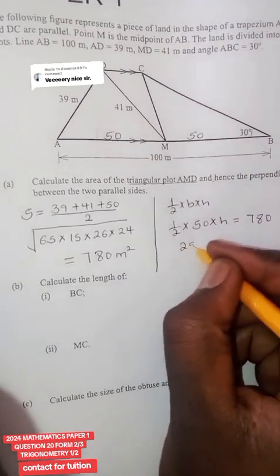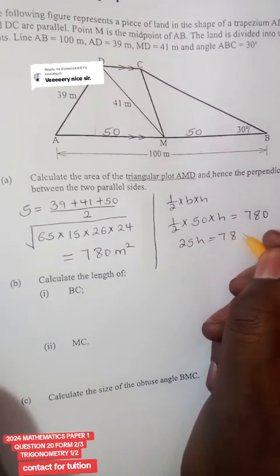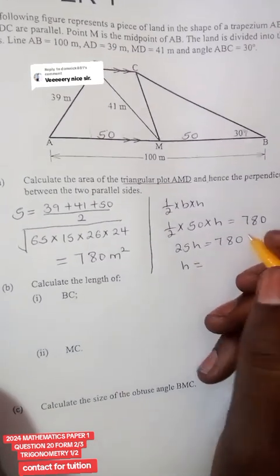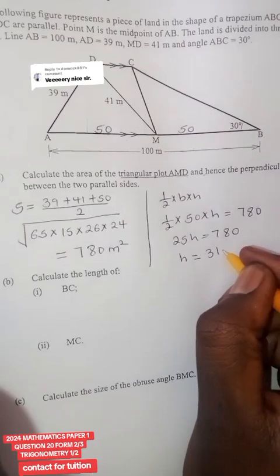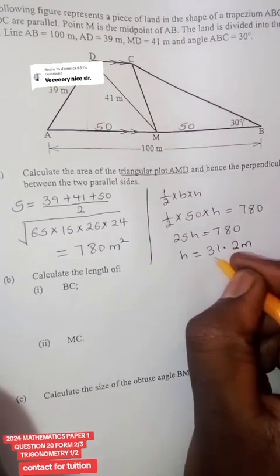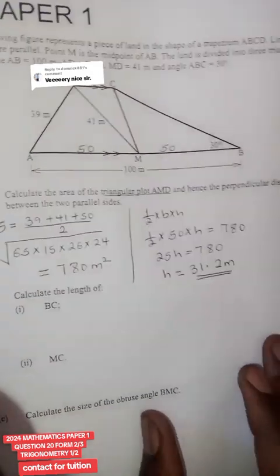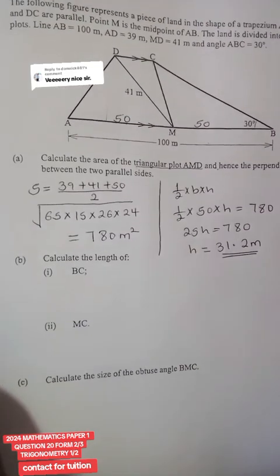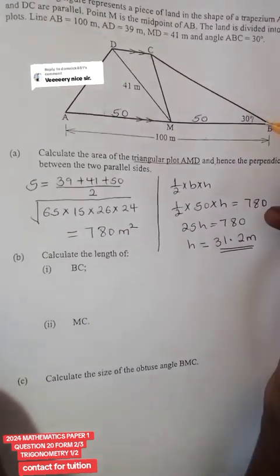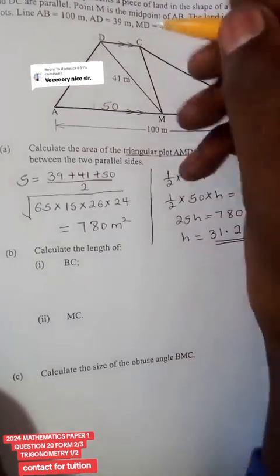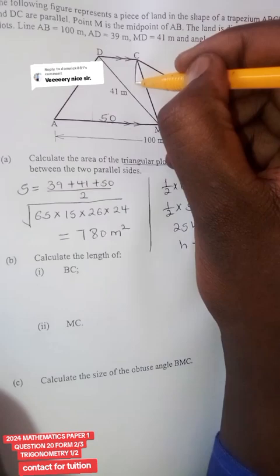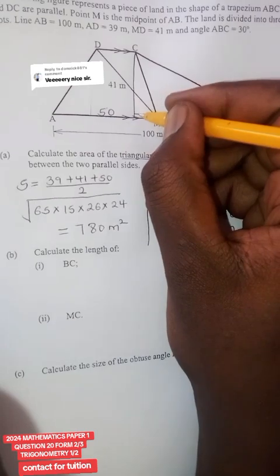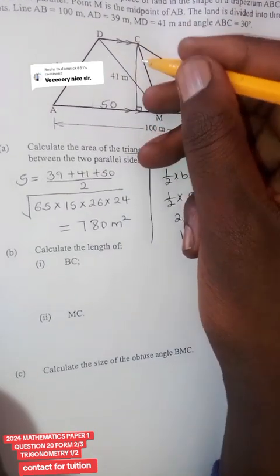Therefore, we have 25h is equal to 780. Therefore, I divide both sides by 25. It means that the height is 31.2 meters. That is how we are supposed to attempt that question to get 4 marks. Then part B, you're told to calculate the length BC, this length here. So if I just drop my perpendicular that I have found here, you can see the perpendicular height.